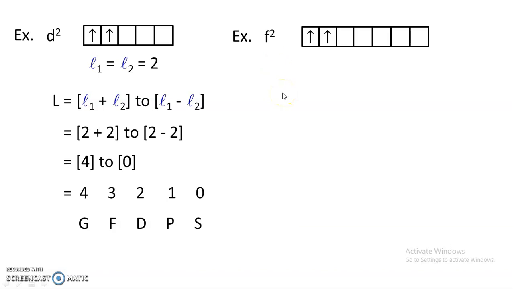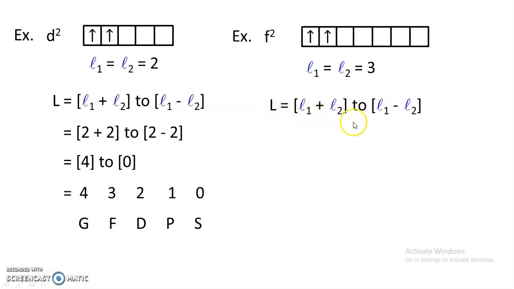Now consider one more example, that is the f2 configuration. It means there are two electrons present in the f subshell. There are 7 f orbitals, and for the f subshell the value of the azimuthal quantum number is 3. Again l1 equals l2 equals 3. It means for the first electron the l value is 3, and for the second electron the azimuthal quantum number is 3.